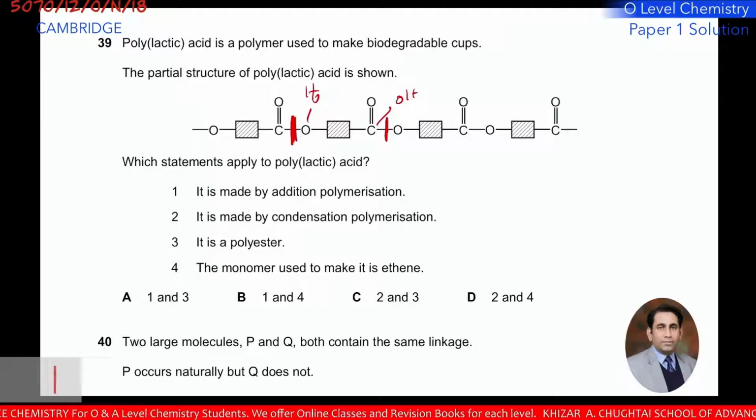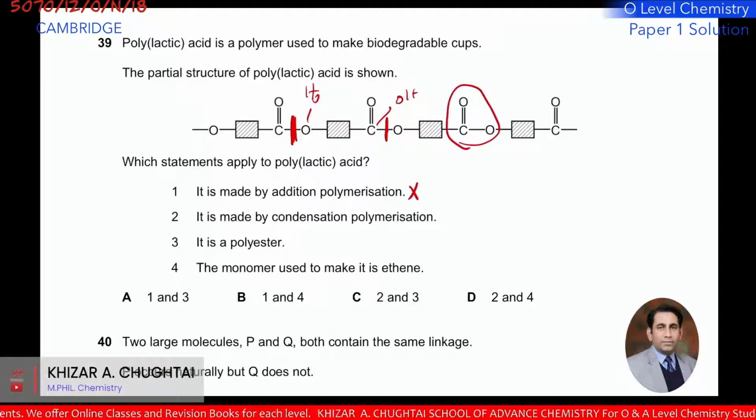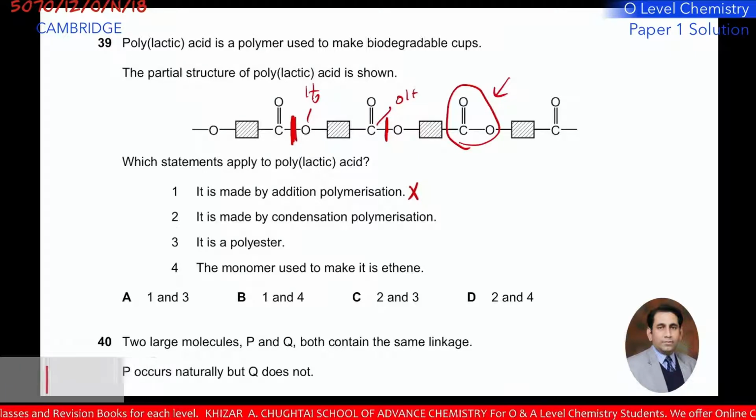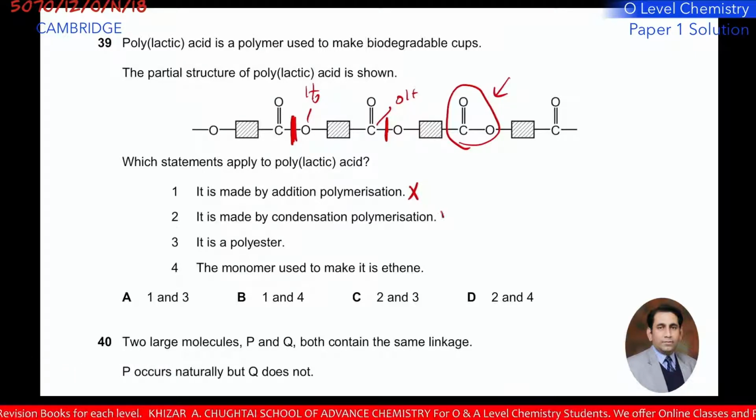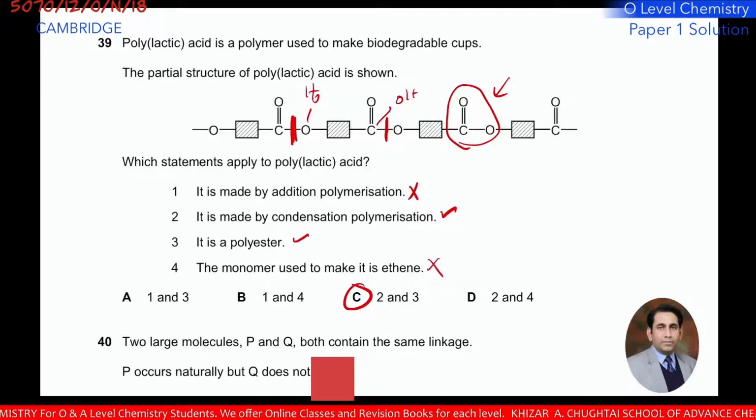However, let's see over here. Which statements apply to the polylactic acid? It is made by addition polymerization? No. It is made by condensation polymerization because ester linkage is present in this compound. It is made by condensation. Yes, it is true. It is a polyester. Yes, there is ester linkage. The monomer used to make it is ethene. No, it's wrong. So 2 and 3, C is the correct option.